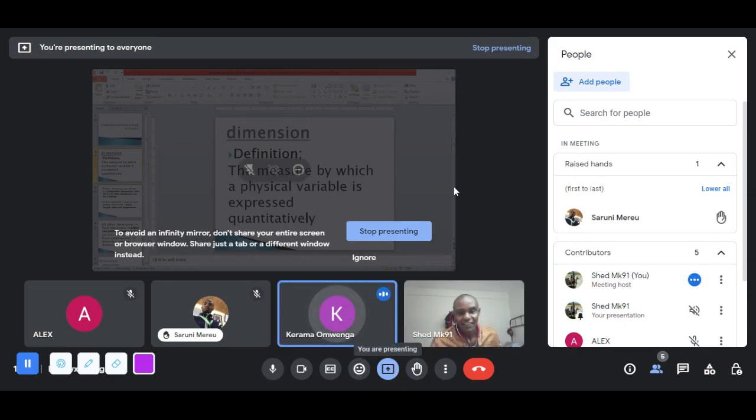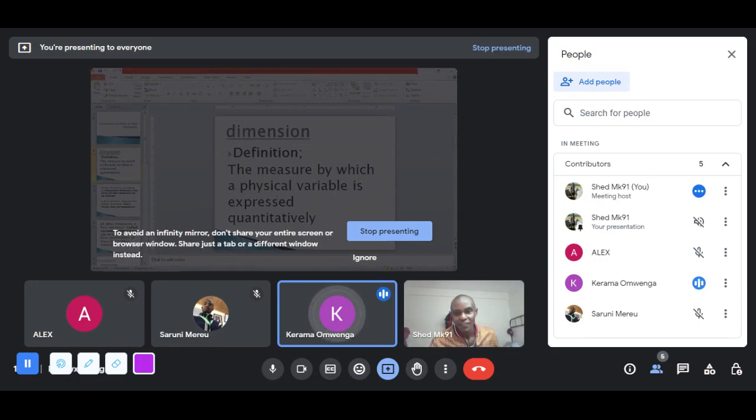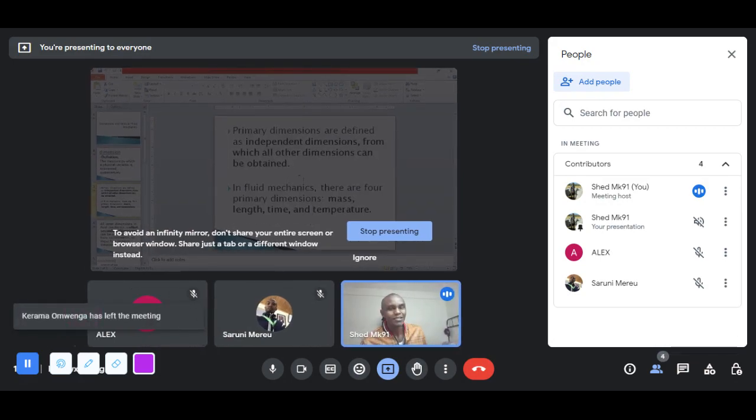The measure by which a physical variable is expressed quantitatively. So a physical variable can be expressed quantitatively. Now, dimensions can be categorized into primary dimensions and secondary dimensions. When we talk about primary dimensions, these are dimensions which are independent, and from the primary dimensions, all the other dimensions can be obtained.